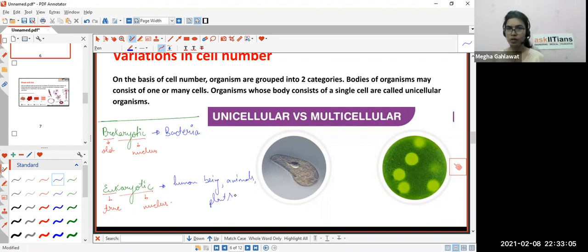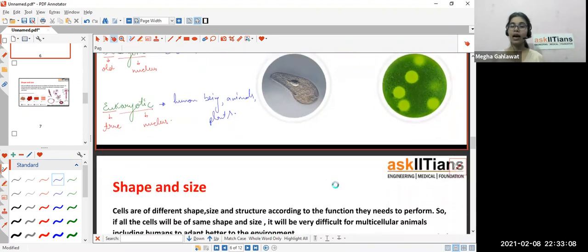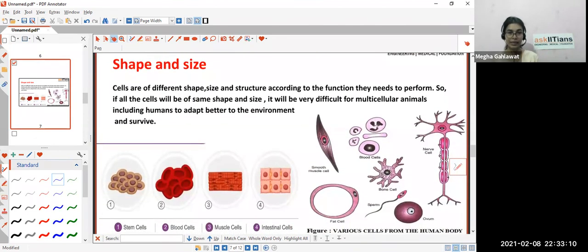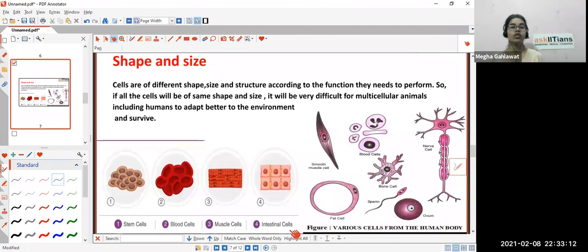Don't worry, we'll be coming across a lot more of these later. But now I'll move forward to the shape and size. All right. So shape and size, it's quite obvious that not all cells have identical shape and size. They'll obviously be different in shape and size, right? Why so? That is based upon the location where they are present and the function they have to carry out, okay? And this affects everything about their structure and shape.